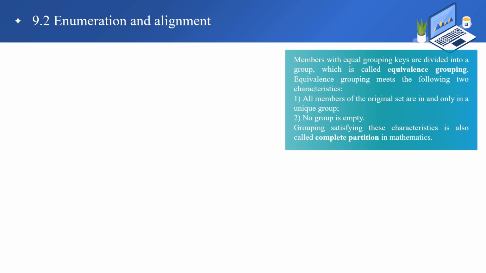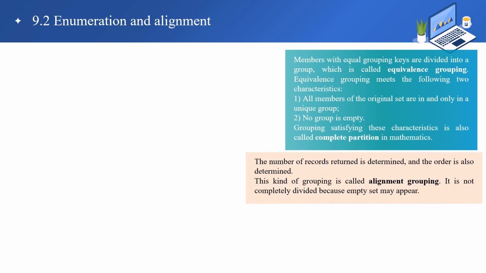This is very inconvenient. We want to make sure that there are two records returned, and the order is also determined. If there is only one gender in the data to be grouped, let the summary value of the other gender be 0. This kind of grouping is called alignment grouping. It is not completely divided because empty set may appear.